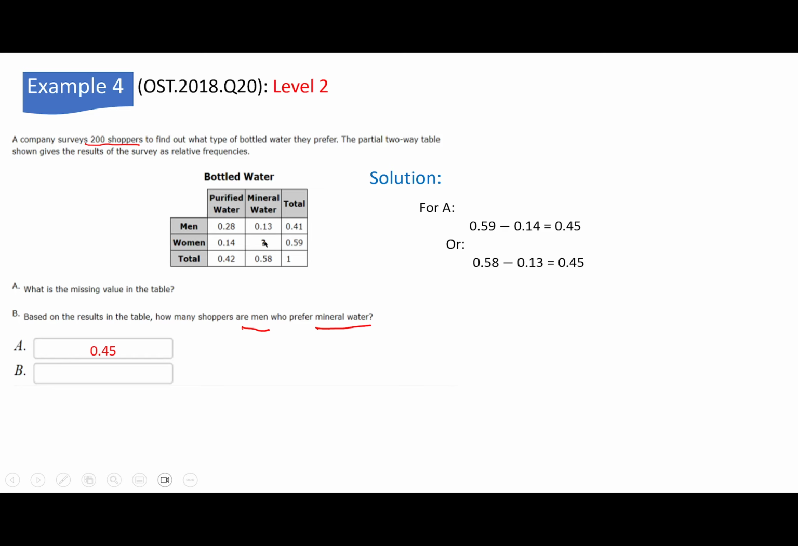That 0.45 is done. The second question: based on the results in the table, how many shoppers are men who prefer mineral water? Men who prefer mineral water is 0.13, so it's 13%. 13% is part over whole. Whole is, go back to here, 200. So now you do cross multiplication, this times this divided by this, or you notice that from 100 to 200, I times it by 2. So 13 times 2 is 26.